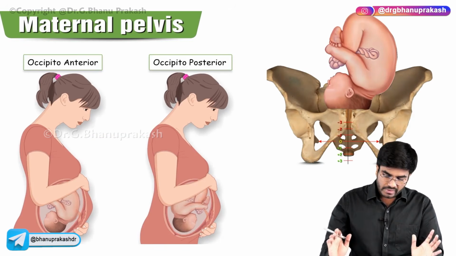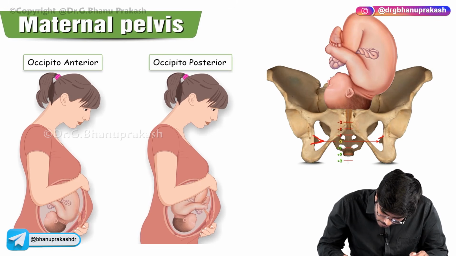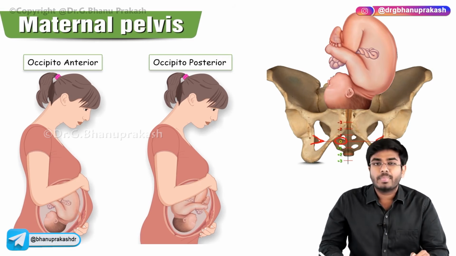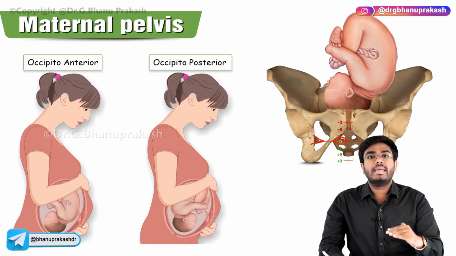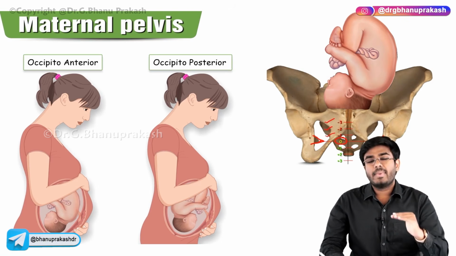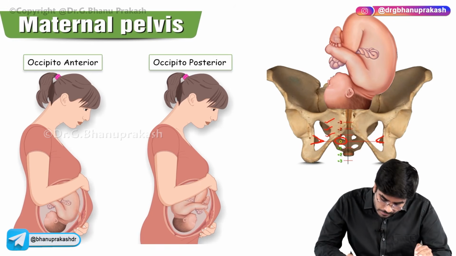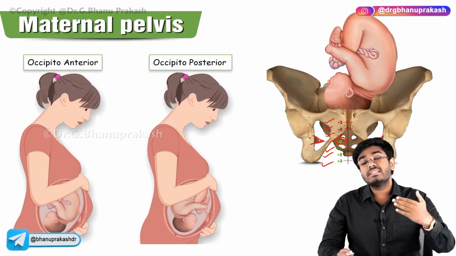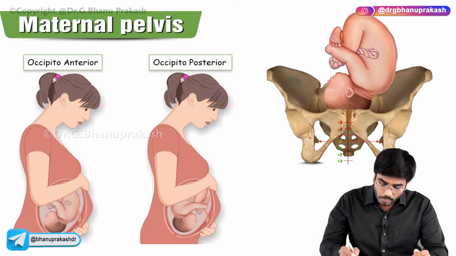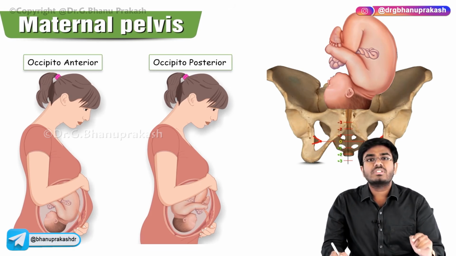Now after this, we have seen the stations. See here, this is the level at which the ischial spines are protruding. I have told you, this level is considered as zero station. If the baby's head is above zero station, we call it -1, -2, -3 station. If the baby's head is coming down below zero station, it is +1, +2, +3, which means the baby is coming down. These are the demarcation points, the landmarks to say where exactly the baby is. Very important point: the place where the ischial spines are protruding is zero station.